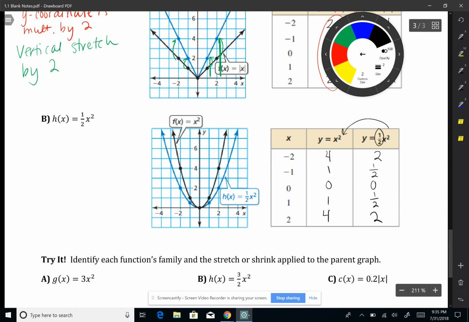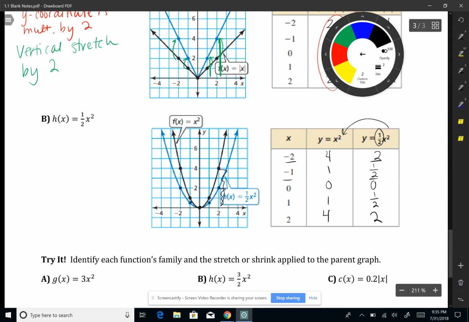And these are these points: 0, 0, or we can start here, -2, 2. See, -2, 2. -1, 1/2. That's right here, 0, 0, 1, 1/2, 2, 2. When they used to be -2, 4. -1, 1, 0, 0, 1, 1, 2, 4. So now my vertical distance is half of what it used to be.